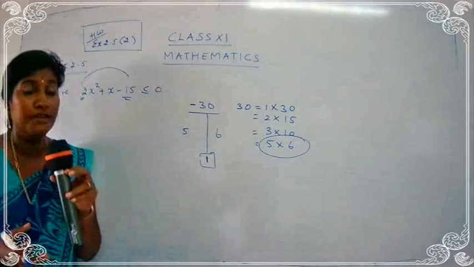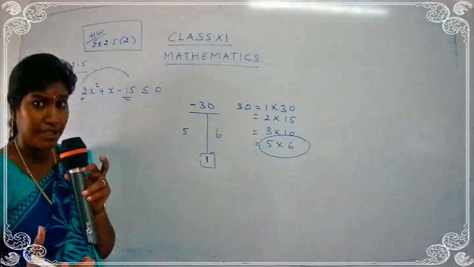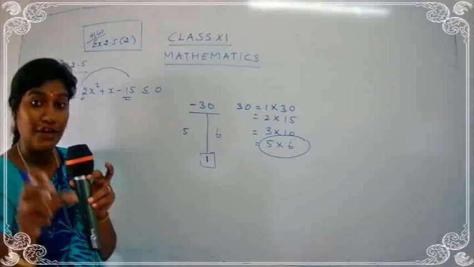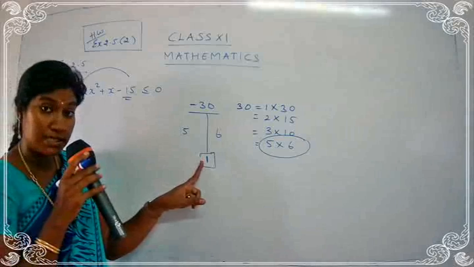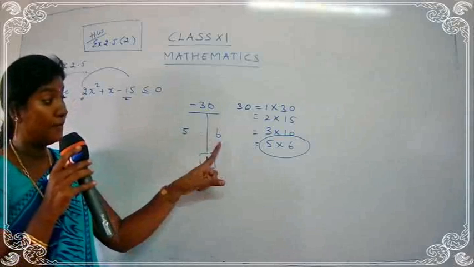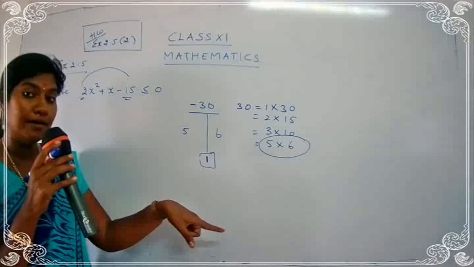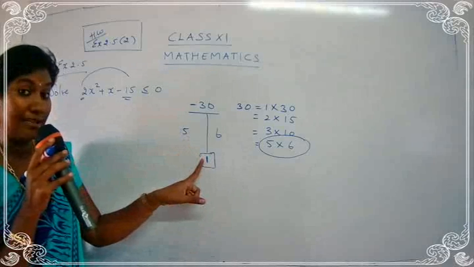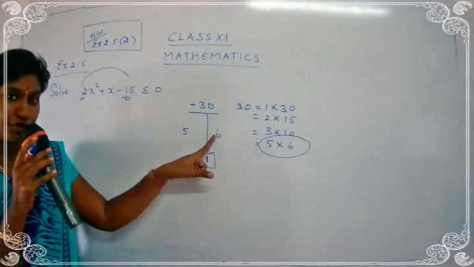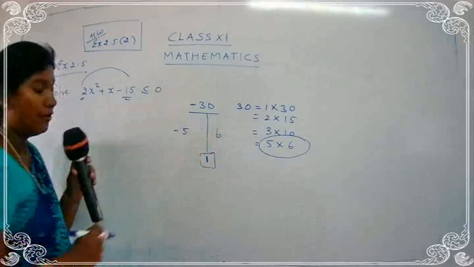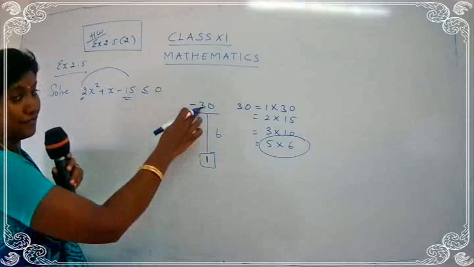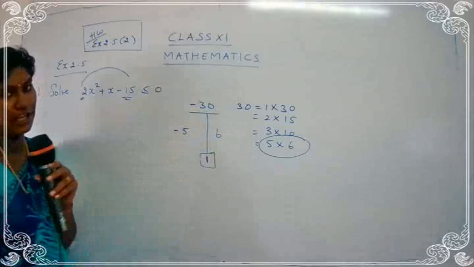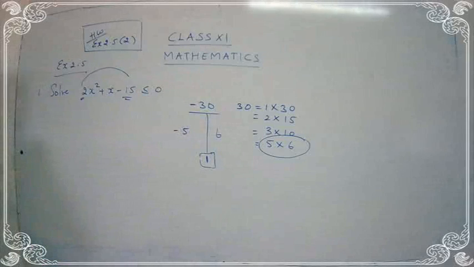Whenever we add the integers, whenever we subtract the integers, we always write the sign of the bigger number. Yes children? So what does this mean? The number is positive. So from these two numbers, the bigger number has a positive sign because I am getting the answer as positive. So 6 should be taken as positive and write down here minus 5. Let's check the answer. 6 into minus 5 gives you minus 30. 6 minus 5 gives you 1. Okay children? So we have found the numbers minus 5, 6.